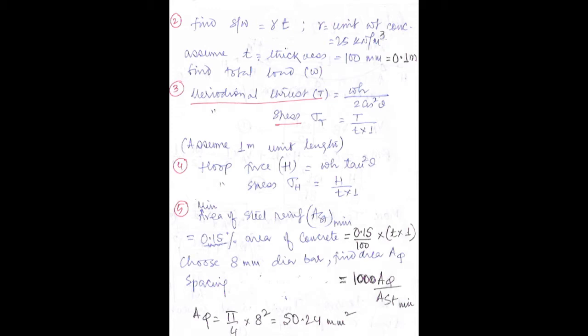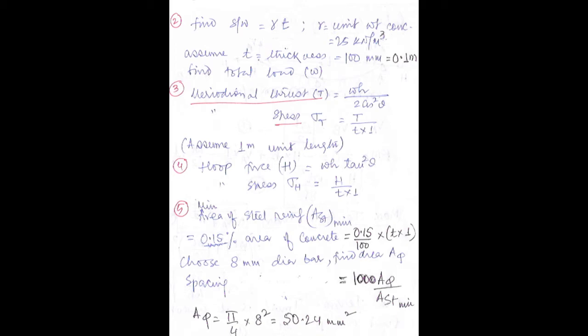Next is step number 5, minimum area of steel reinforcement, AST minimum. It is given in the code as 0.15% into area of concrete. So 0.15% means 0.15 divided by 100. What is the area of the concrete? We have assumed T is equal to 100 millimeter, that is equal to 0.1 meter. So that T multiplied by the length, that is 1 meter we have assumed, 1 meter unit length. So 0.15% into the thickness and per unit meter length.